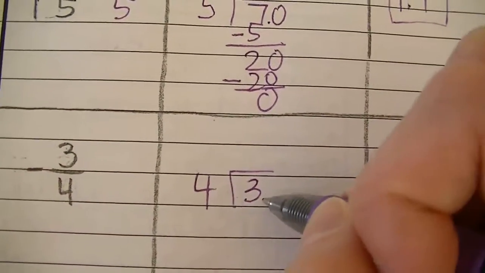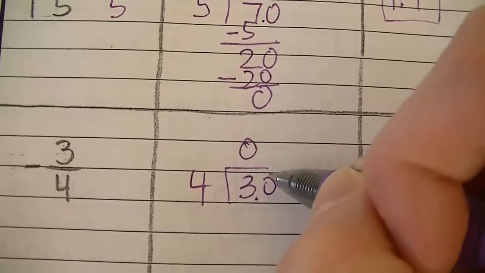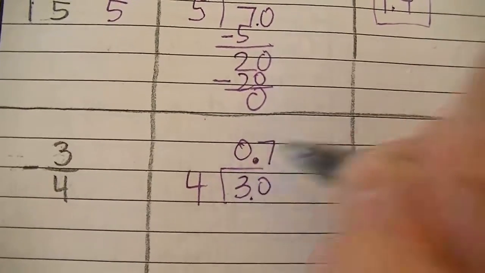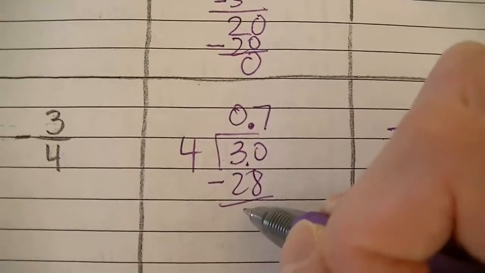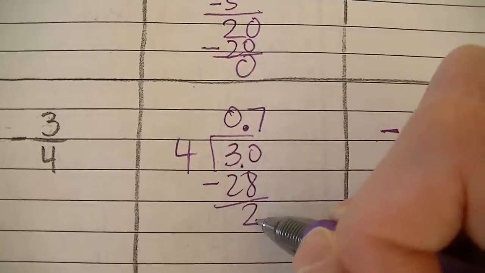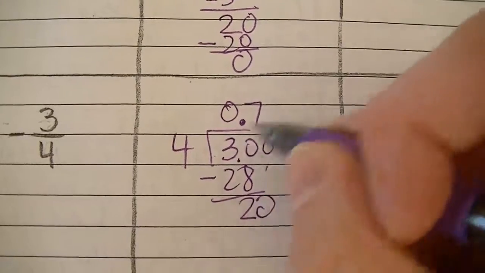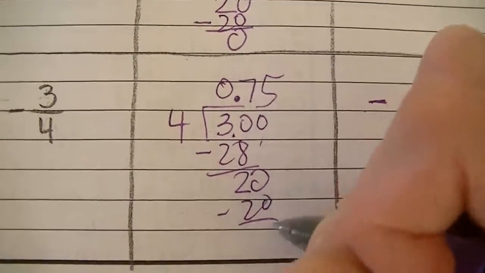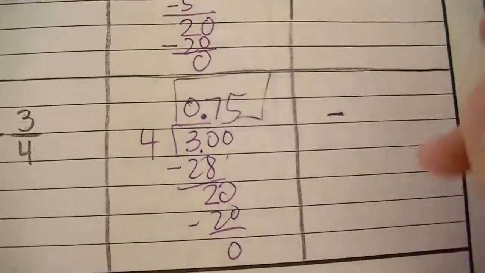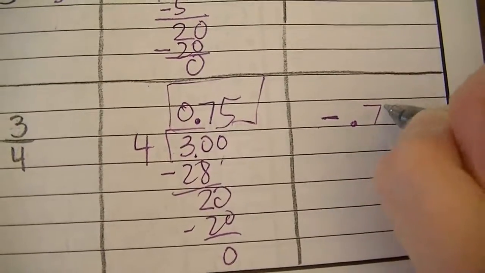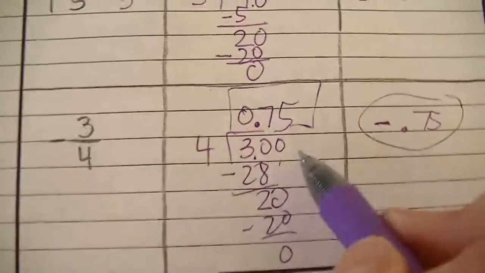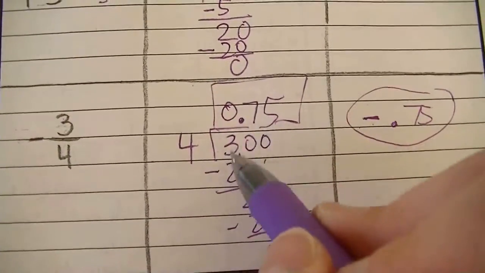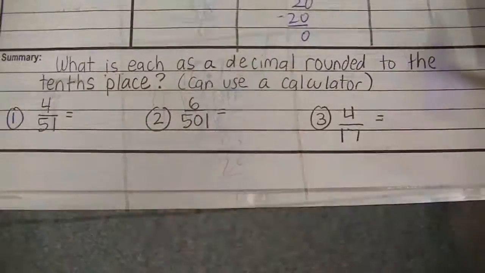4 does not go into 3, but it's going to go into 30 7 times. Don't forget to bring that decimal straight up. 30 minus 28 is 2. 4 doesn't go into 2, but it goes into 20 5 times. There's no remainder, so that's our decimal. Remember, it's going to be negative because of over here. I just made it positive right here to save myself some trouble.